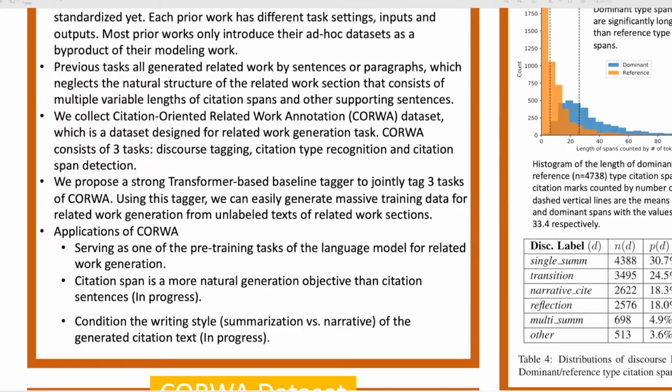We also propose CORWA's example usages. The first usage is using it as a pre-training task of the language model for related work generation. We further use CORWA to propose a citation span generation task for related work generation, as opposed to previous sentence or paragraph level generation. Finally, we suggest CORWA can be used to condition the writing style of the generated text to either generate in summarization style or narrative style.